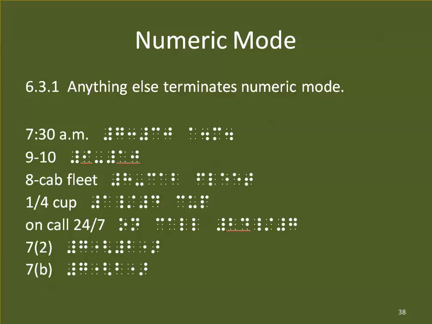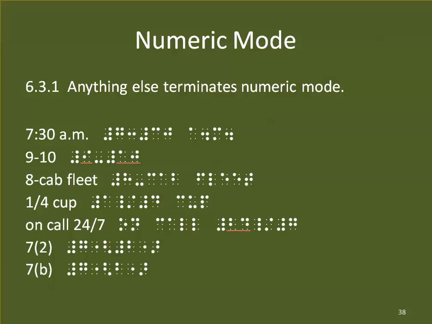And then we have on-call 24/7. Again, that's not a fraction. Obviously, that's not 24/7. It's 2 numbers separated by a slash, and so that's why UEB has this rule. So we have numeric mode indicator 24 slash. We have to start up numeric mode again with an indicator, and then 7. The last 2 examples have to do again with standing alone, numeric mode, and all of that together.